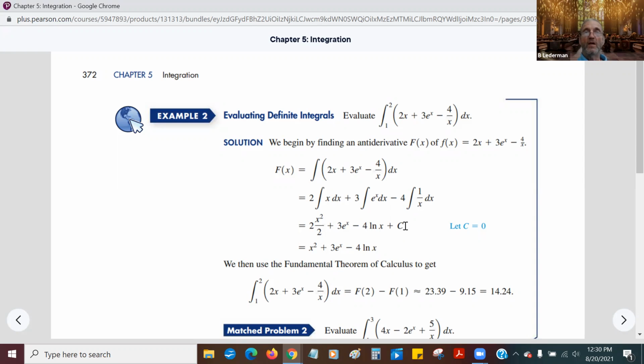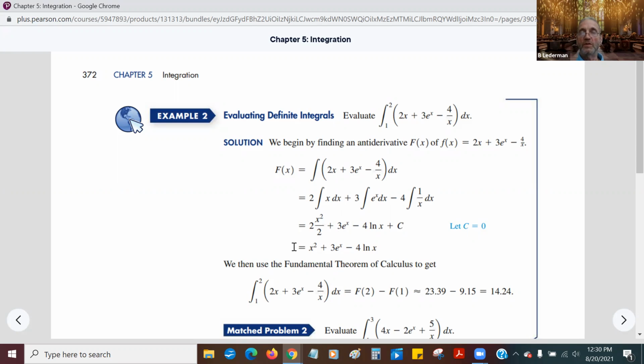We don't need the + C when we do a definite integral, and the reason is that capital F of 2 has a + C, and capital F of 1 has a + C. The Cs cancel when I do the subtraction. So just don't worry about the Cs, or you can set C equal to 0. Either way, my antiderivative is x squared + 3e^x - 4 ln x. This is my antiderivative right here.